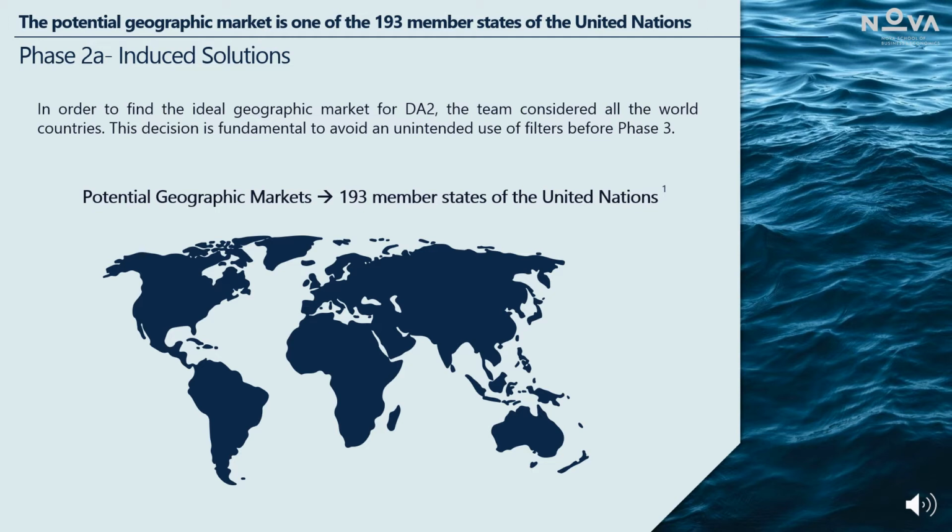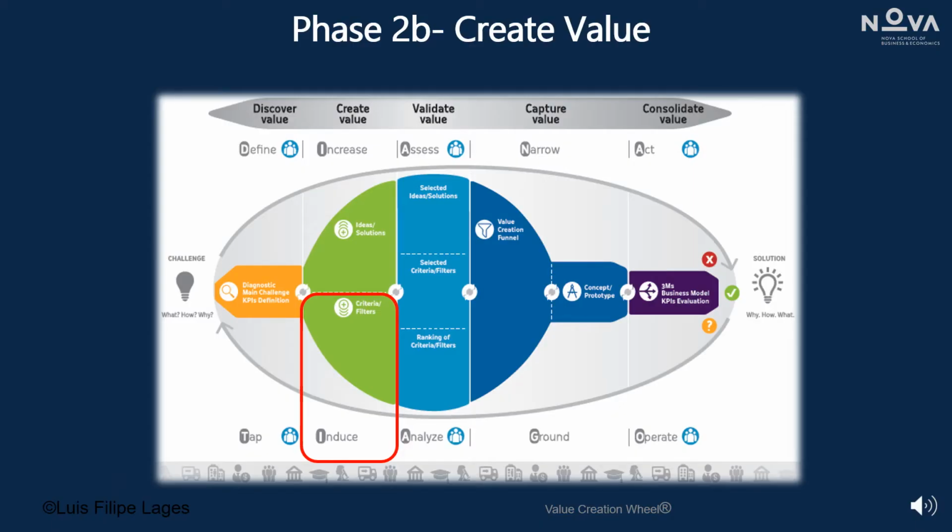Therefore, the set of solutions comprises the 193 member states that are recognized by the United Nations. In the second part, multiple processes were used by the team to generate the most complete filter list for a successful identification of the most attractive geographical market for the startup.